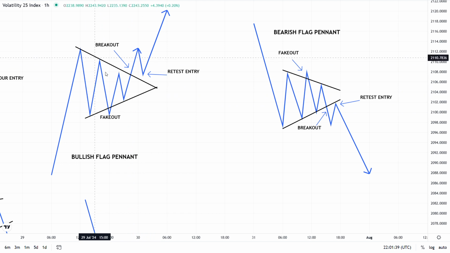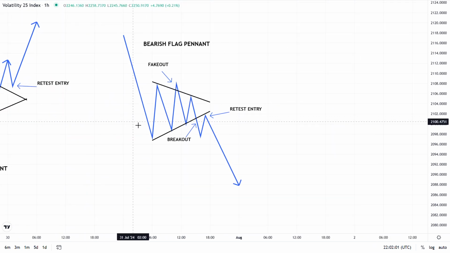So for this bullish flag pennant, the market creates these waves of movements, and most times you see fake outs happening, then you see a breakout, you see a retest, then you see a continuation in the movement. So this is for an uptrend. The market is continuing its initial movement, which is this buy pressure you see right here.